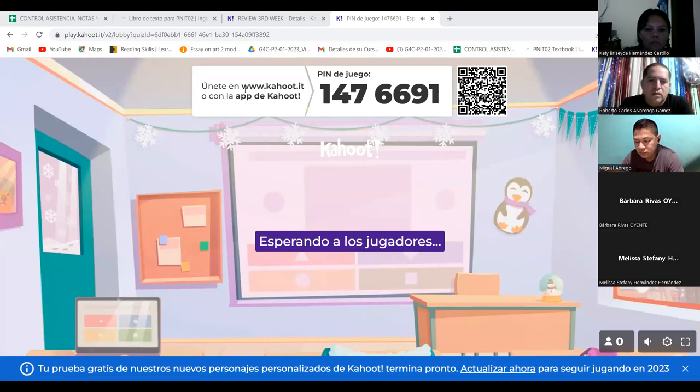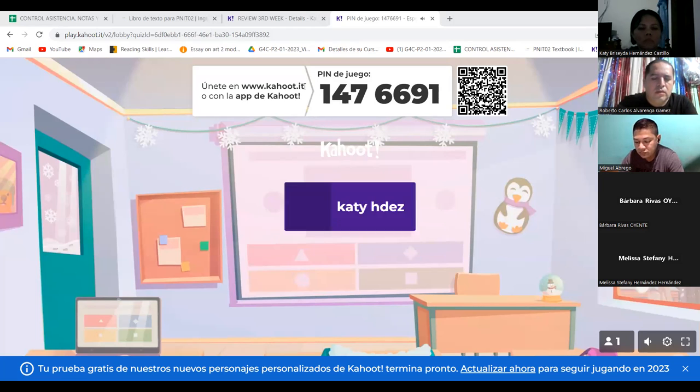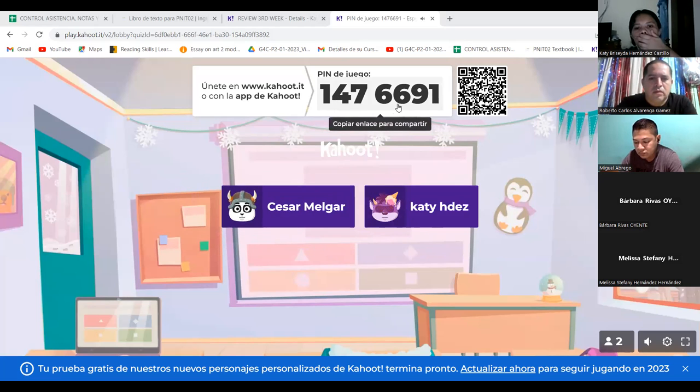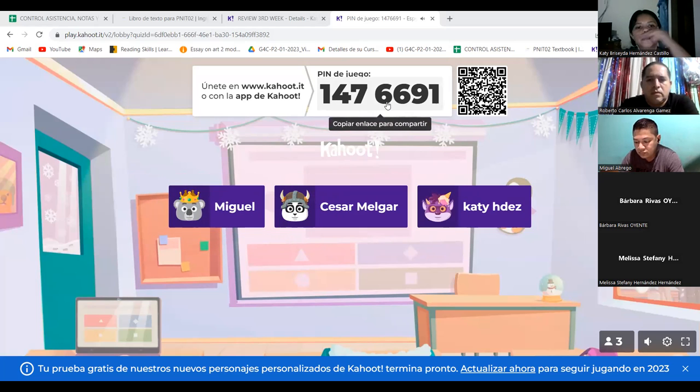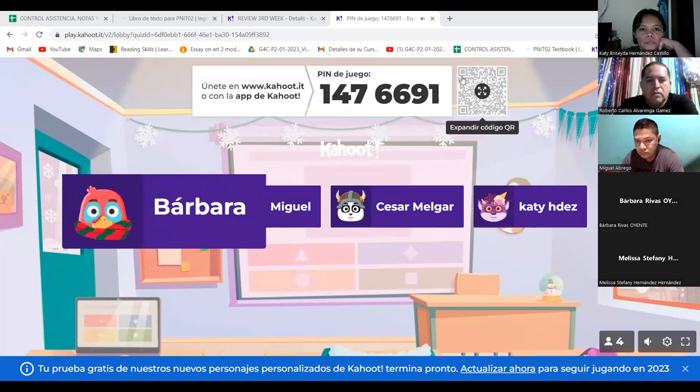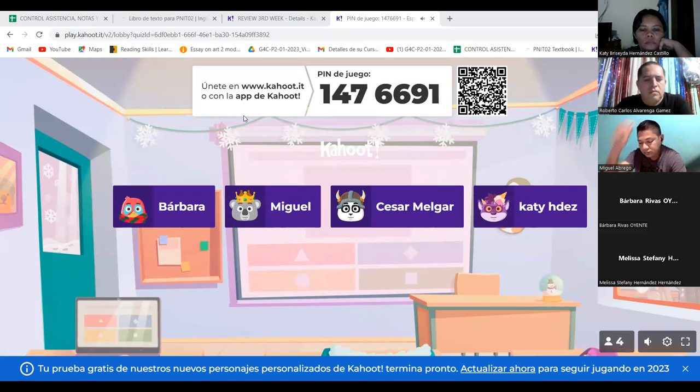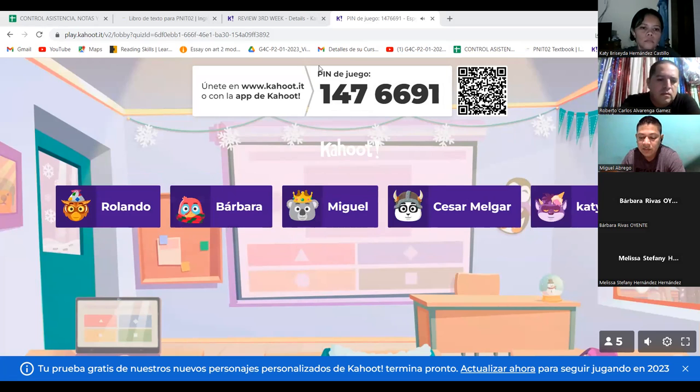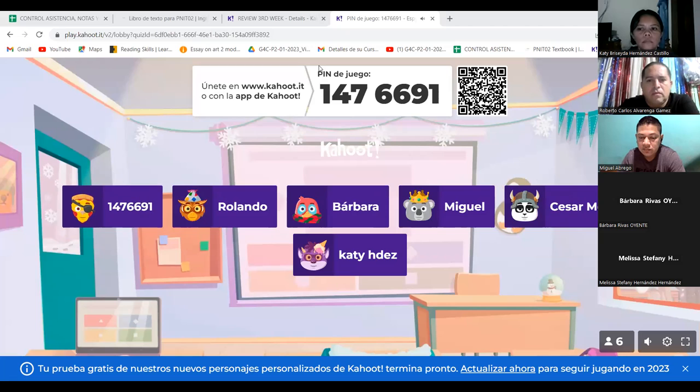Recuerden, este link tienen que meterse a www.kahoot.it. Cuando entren, la pantalla les va a pedir un pin e ingresan este que está acá en pantalla. O pueden escanear esto que está acá, el código QR. Veamos, tenemos a 4 personas ya ingresadas en el juego. Tenemos a 5 personas. Nos faltan 8 personas todavía, de los que sí van a poder ingresar.